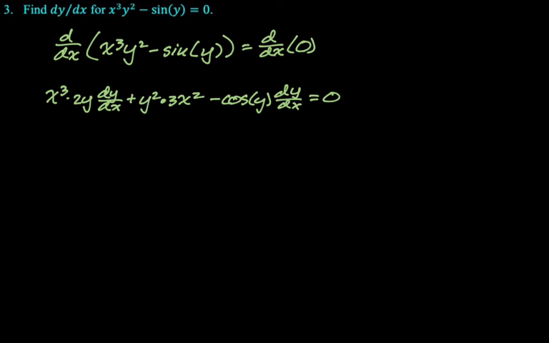So now what we're going to do is we're going to take everything that doesn't have a dy dx and move it to the right-hand side, which will give us negative 3x squared y squared, and then we will divide by the coefficients of, so let me just start writing it. So we're taking the 3x squared y squared moving over, so that's negative 3x squared y squared, and then divide by the coefficients of dy dx, which is 2x squared y minus cosine y.